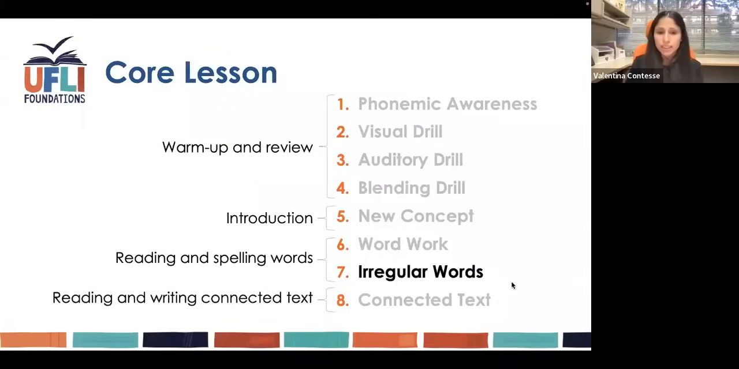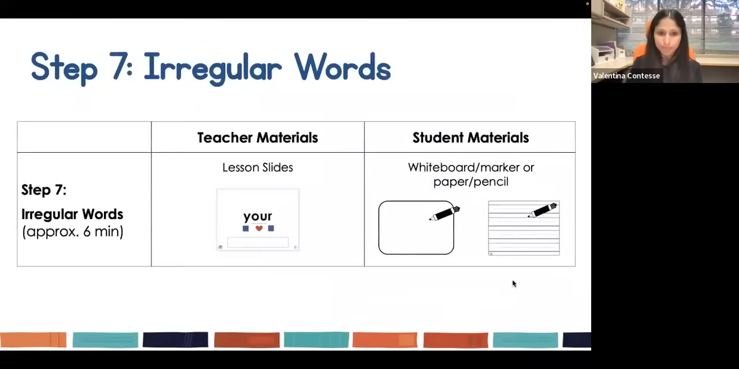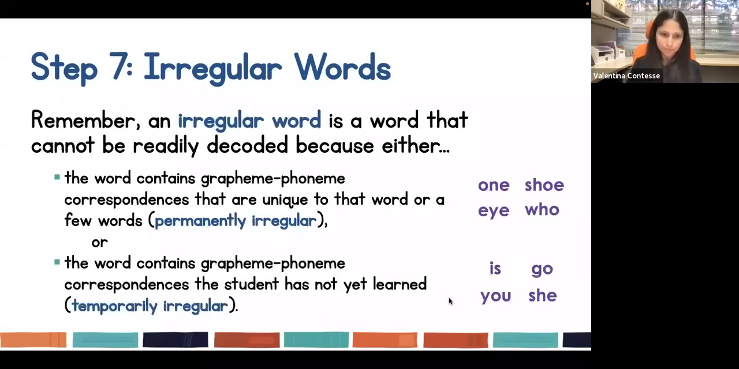For irregular words, this is another step that helps students apply concepts. So they're reading and spelling irregular words now. For this step, you will be utilizing the lesson slides that have the visuals here to support your instruction, which we'll talk about in just a minute. And students will need something to write with, so some sort of writing utensil and surface. This step should also take approximately 6 minutes. And again, students are practicing both reading and spelling irregular words.